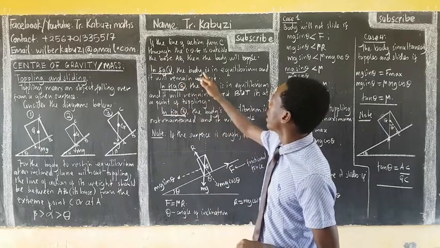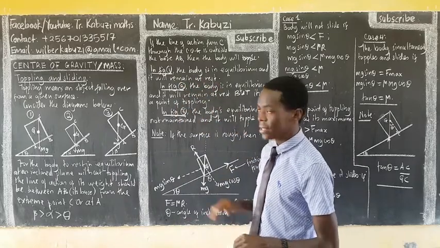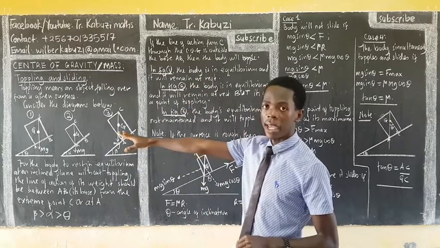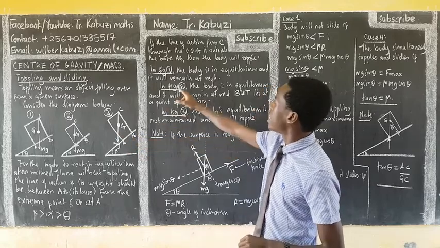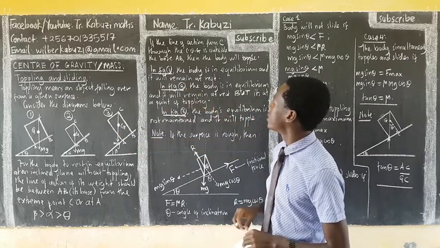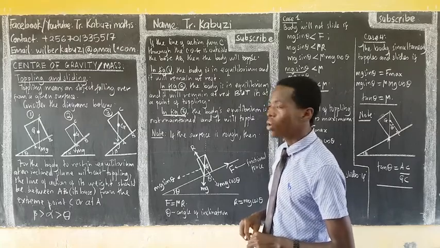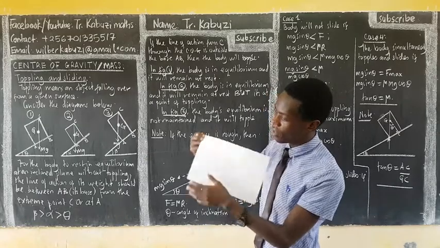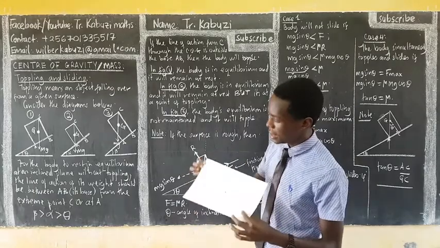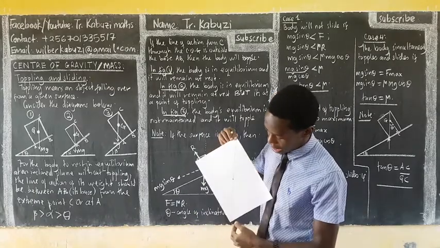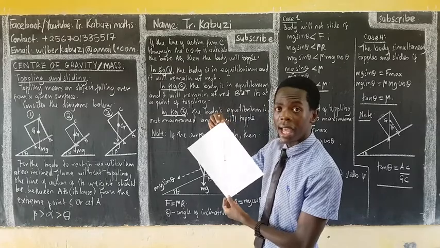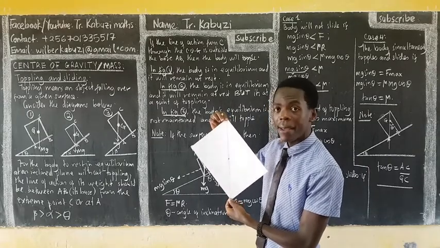In figure 1, the body is in equilibrium and remains at rest. So there the body is okay, it's not going to fall off. Then in figure 2, the body is in equilibrium and it will remain at rest, but at the point of toppling. When the line of action is at this point here, at the extreme point, we see that the body is at the point of toppling.